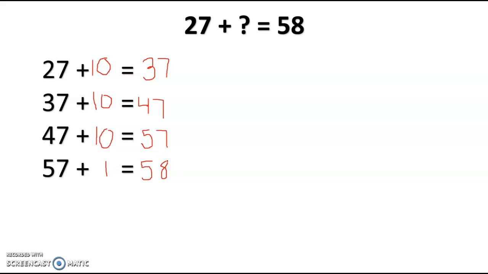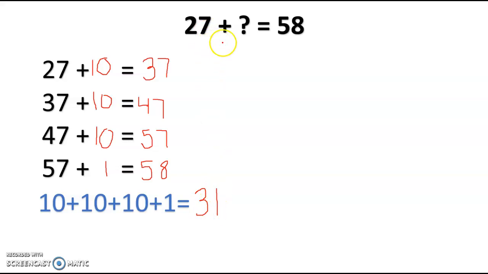All right, now that I've added up, I need to figure out how many I've added. So I'm adding my 10 plus 10 plus 10 plus 1. So 10, 20, 30, 30 plus 1 is 31. So 27 plus blank, our blank is 31. 27 plus 31 is 58.